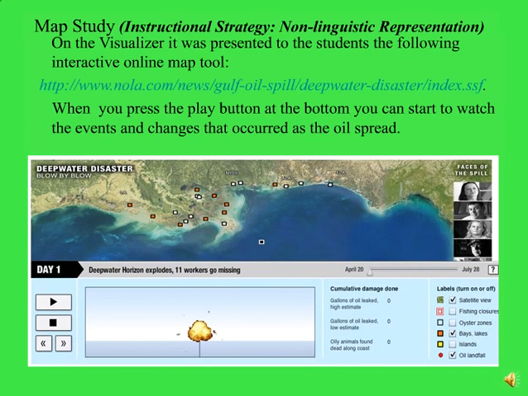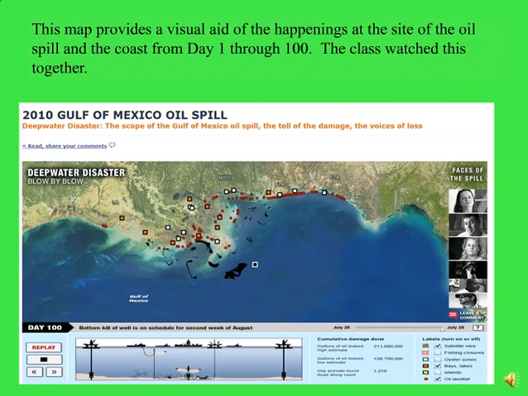Next, we had our math study. On the visualizer, I presented to the students an interactive online map tool at the website you see there. When you press play at the bottom of this page, you can start to watch the events of the oil spill from day 1 to day 100. The instructional strategy used here was non-linguistic representation.